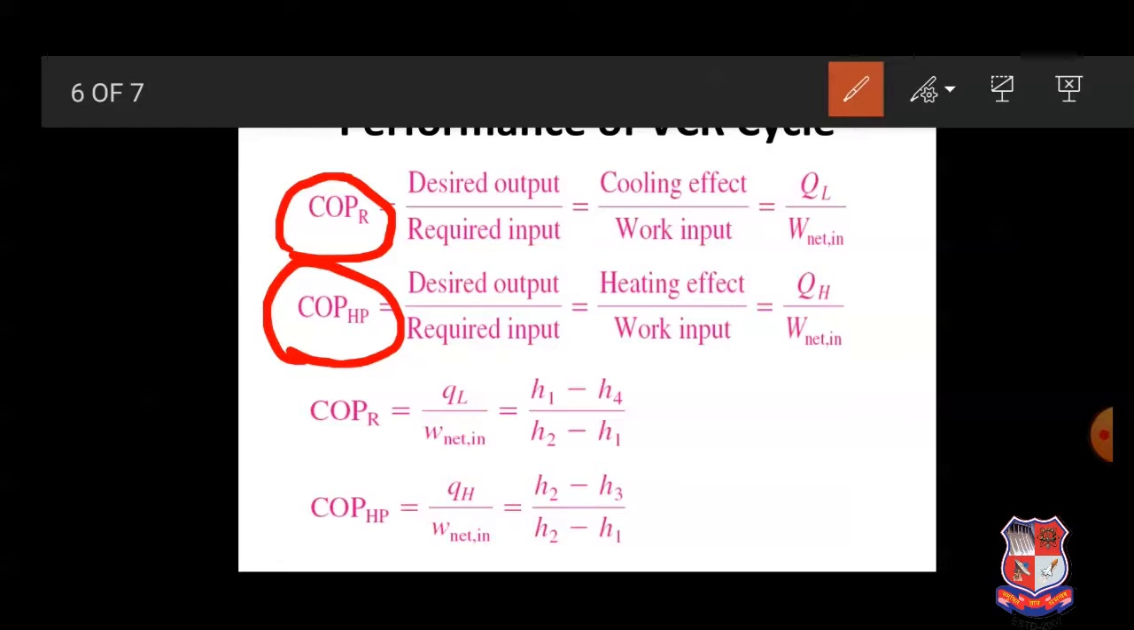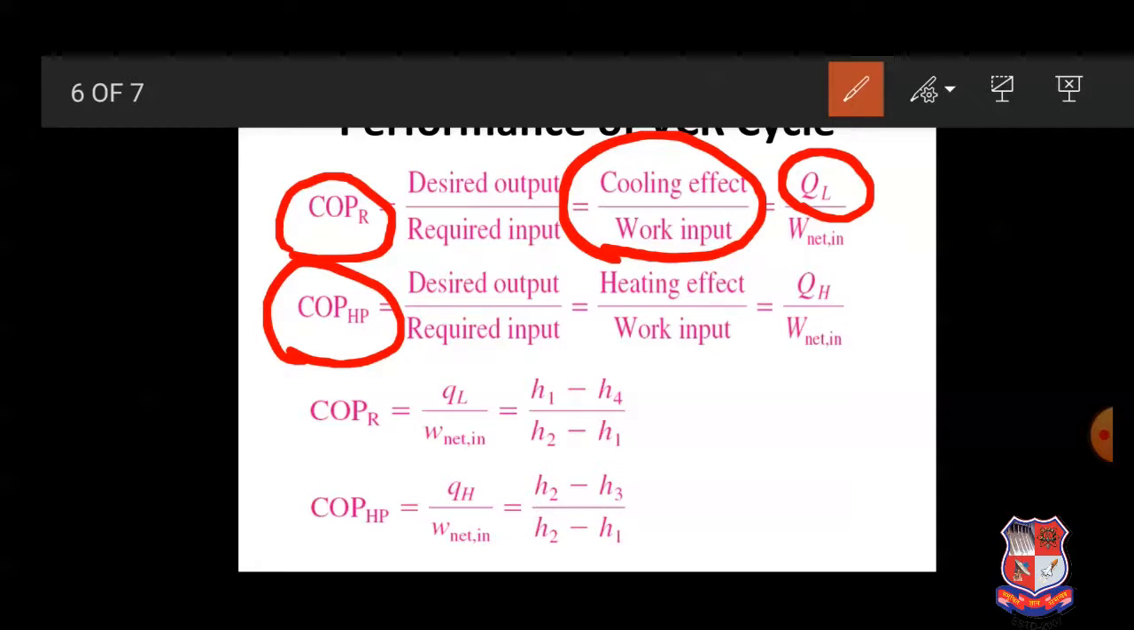One equation is for the COP of the refrigerator and another equation is for the COP of the heat pump. So we are going to discuss the COP of the refrigerator. It is the ratio of the cooling effect or refrigerating effect produced by the machine to the required compressor work. The cooling effect is produced on the evaporator side, which is denoted by QL. It means QL is the heat absorbed at the lower side. And then the required compressor work will be W net in the refrigerator.